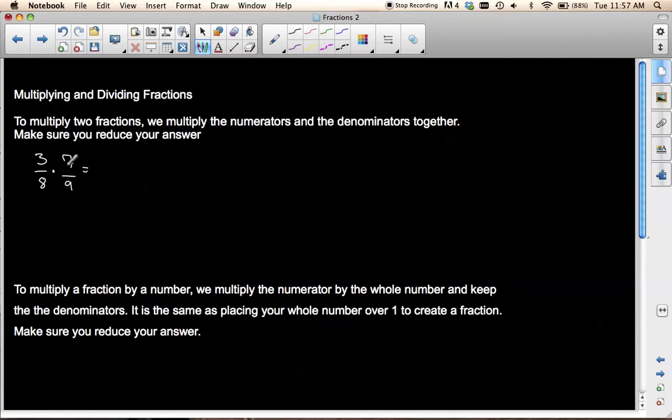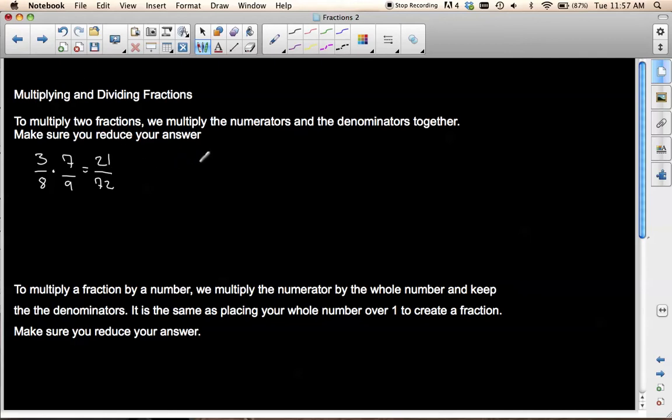Multiply the numerators and the denominators. Well, 3 times 7 gives me 21, and 8 times 9 gives me 72. Once you've done that, you're pretty much finished. All you need to do is reduce your fraction. If you don't reduce, you're not good. So you need to figure that out, which we'll talk about more in the next video. But that's all you need to do to multiply fractions.